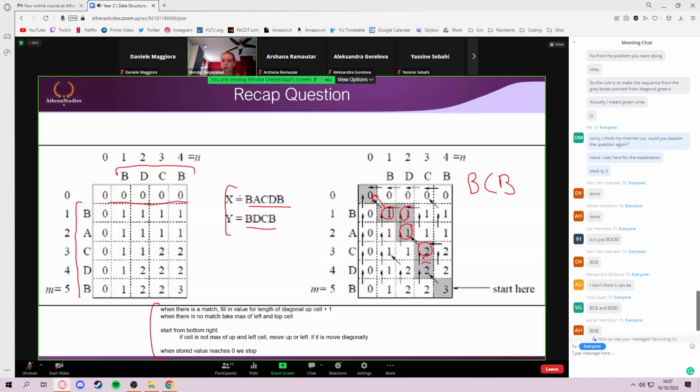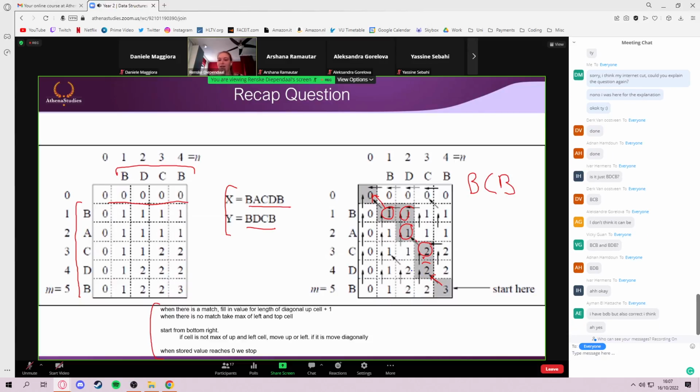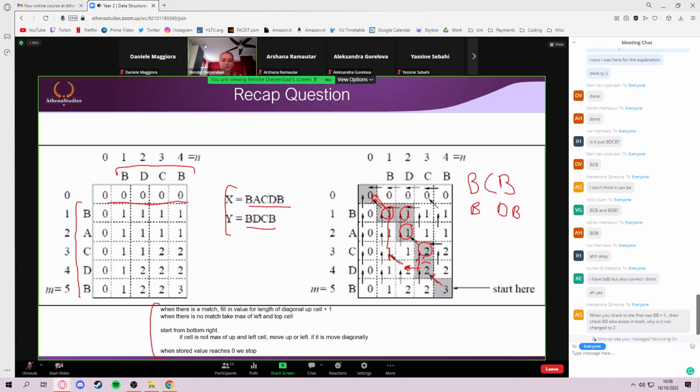But yeah, BDB should also be one. Let's see. Ah, yes, okay. So we started over here. BDB should also be correct. So you start over here and go upwards, but you could also go to the left over here, because it's also 2, and then take this diagonal arrow, in which case you get BD, and then you go up to this arrow as well, and then you see B. So yeah, that should also be correct.